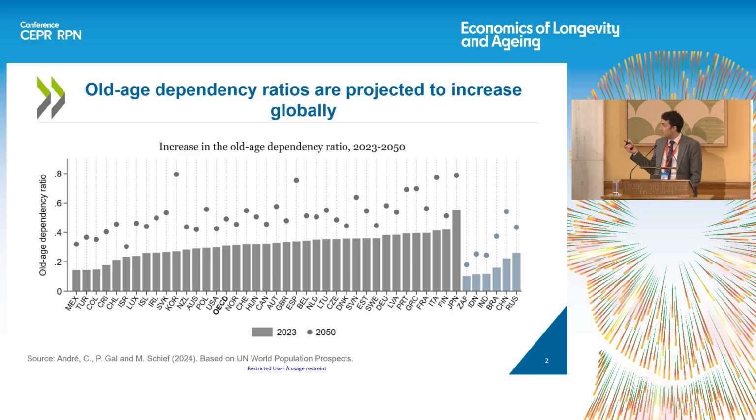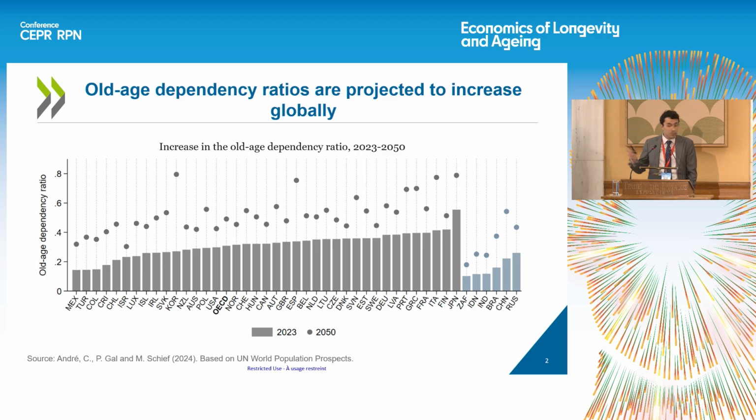What I'm showing here is the projected increase in the old age dependency ratio between 2023 and 2050. You can see that across all OECD countries, that dependency ratio is predicted to increase significantly, on average by around 20% or so. Now, a lot of that is driven by longevity gains, but a big part is also driven by different cohort sizes reflecting declines in fertility rate over the past 50 and 60 years.